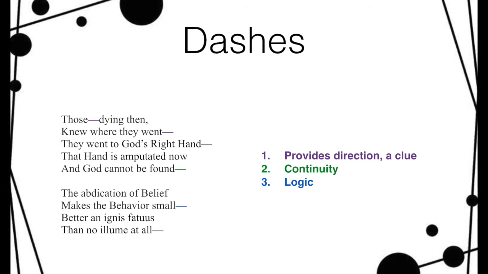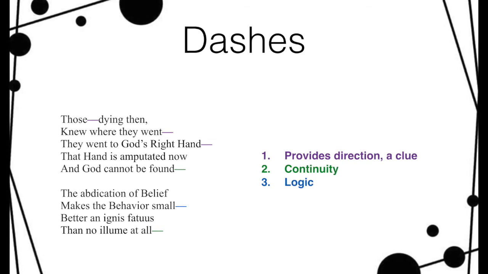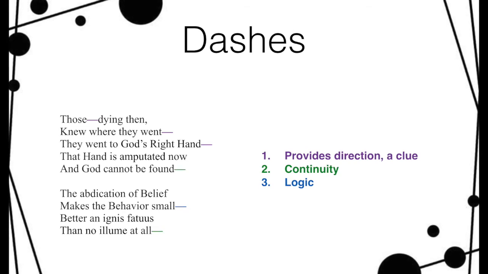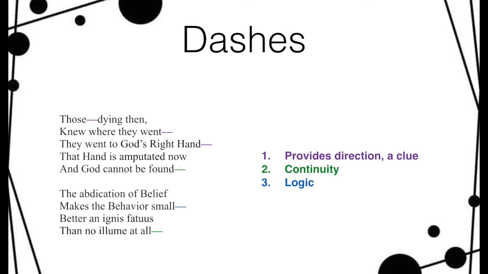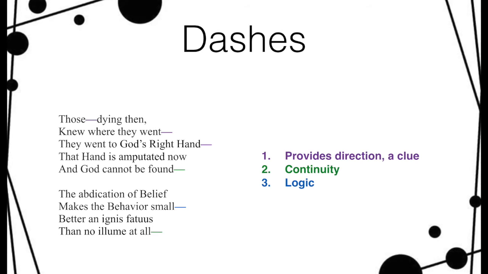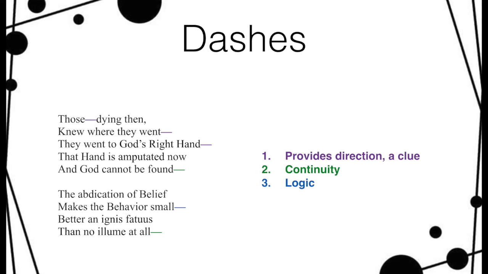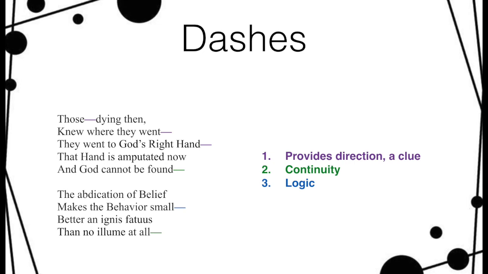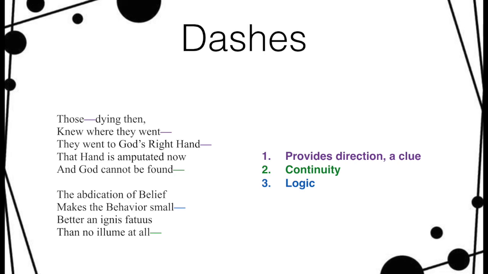And the third function, I think, is the logic, as dashes actually provide logic between two lines. For example, in the second line of the second stanza, this dash actually leads the audience to think about the consequence of abandoning belief.